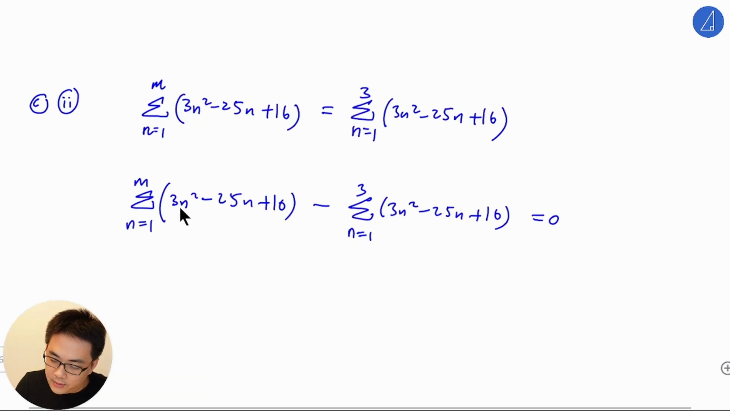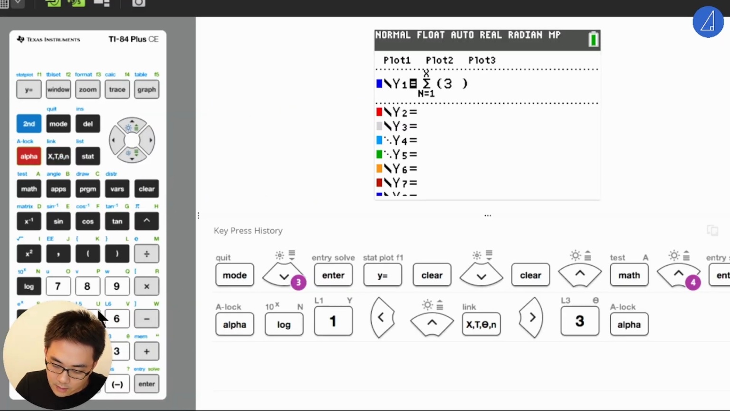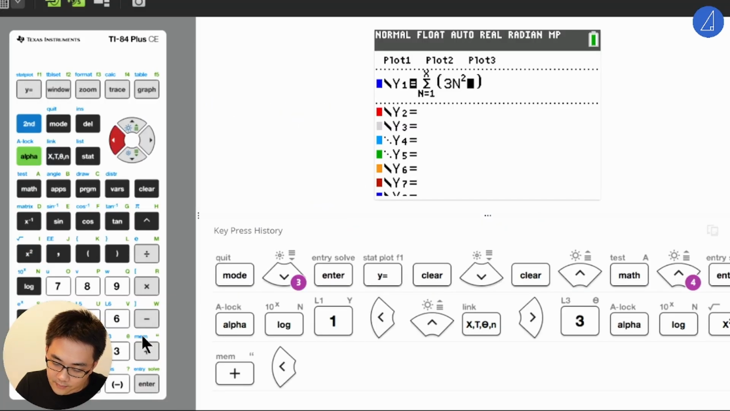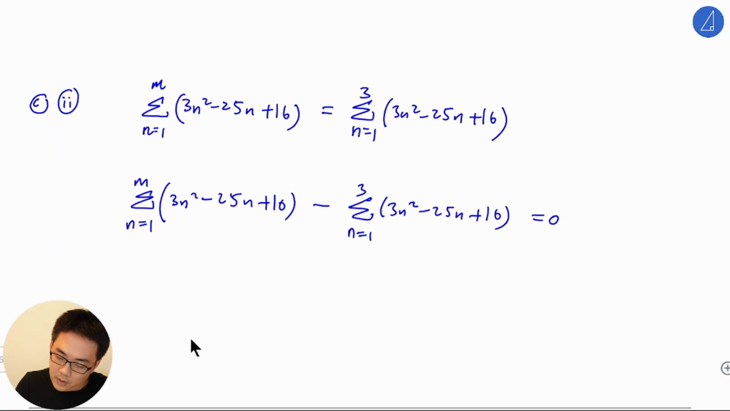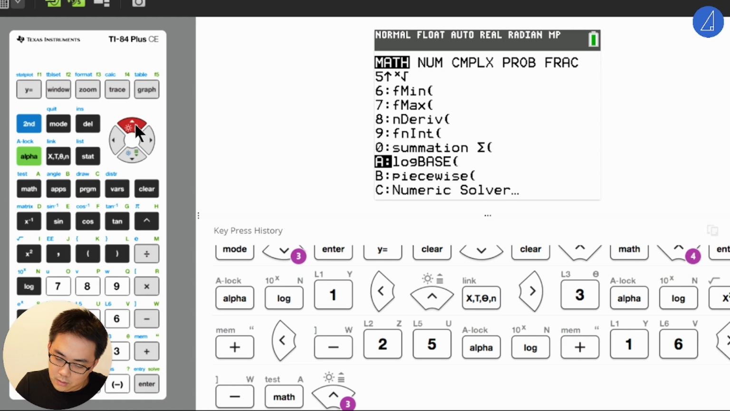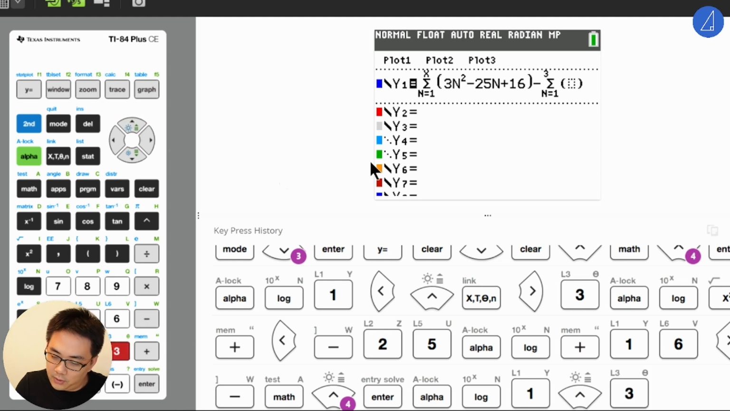Okay. I use n. 1. The top is x. The m is x. Then you just put 3n squared minus 25n plus 16. And minus of alpha n 1 to 3. This is a constant term. Actually, you can just key in.